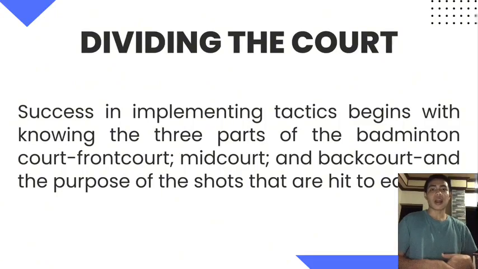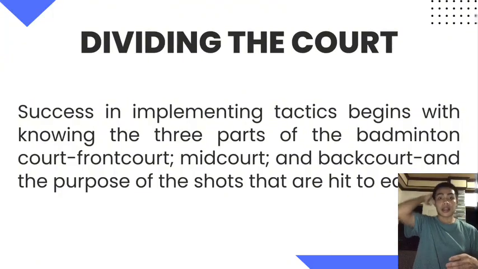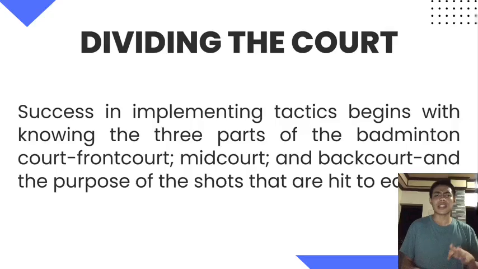Now, dividing the court. Success in implementing tactics begins with knowing the three parts of the badminton court: the front court, the mid court, and the back court, and the purpose of the shots that are hit to each. Success in implementing the tactics is, di ba, to know the purpose of these three areas of the court. In singles play, shots are usually hit to the front court or the back court, primarily for the purpose of drawing the opponent out of position in the mid court.